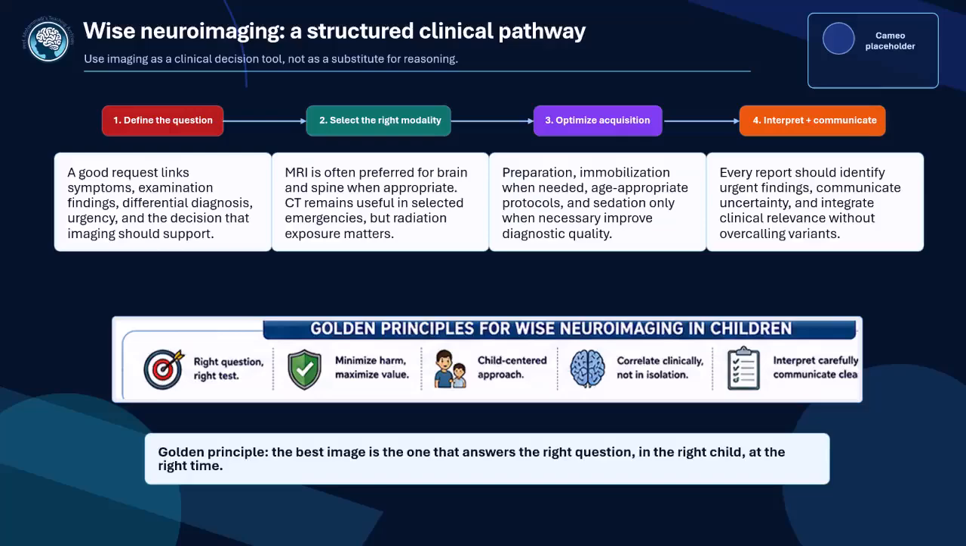Once imaging is selected, the quality of acquisition matters. Motion, poor positioning, and inappropriate protocols can reduce diagnostic value. Preparation of the child and family, safe immobilization when needed, and careful planning of sedation are all important. Finally, interpretation and communication are essential. Imaging findings must be integrated with the clinical picture, and reports should clearly identify urgent findings, uncertainty, and practical recommendations. The golden principle is simple. The best image is the one that answers the right question, in the right child, at the right time. Next slide, please.